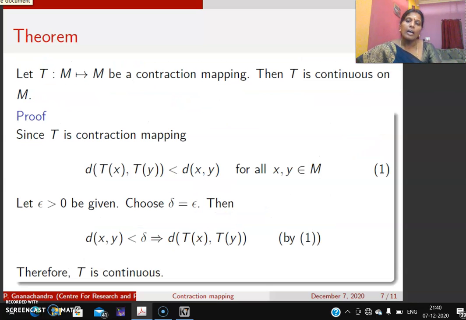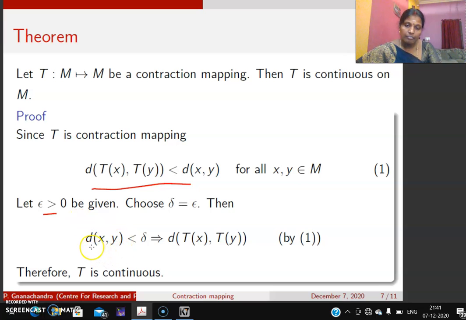Okay, next one. This is a theorem connecting contraction mapping and continuity. Yes, every contraction mapping is continuous. So first we have applied the definition of a contraction mapping here. Simply we can write d(T(x), T(y)) less than d(x, y). It's a particular case of contraction. And we take epsilon greater than 0 and choose the value of delta equal to epsilon.